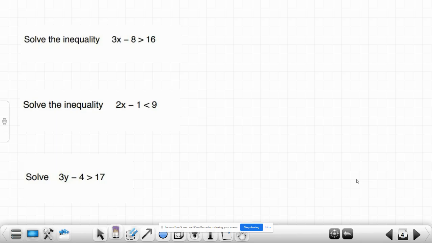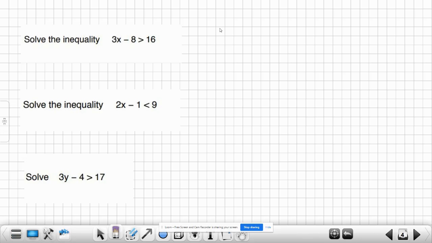Well, if you can do algebraic equations, then you can solve inequalities, because the rules are exactly the same. All we want is to get x on its own. In this case, we've got the greater than sign, so we want to find out what x is greater than. And we treat them exactly the same way we would equations.